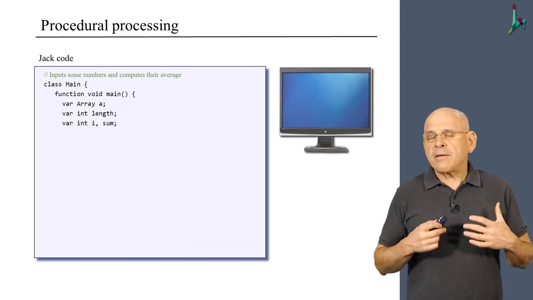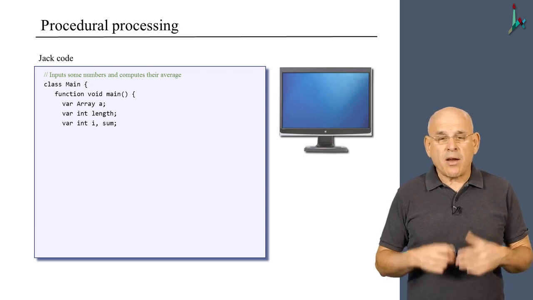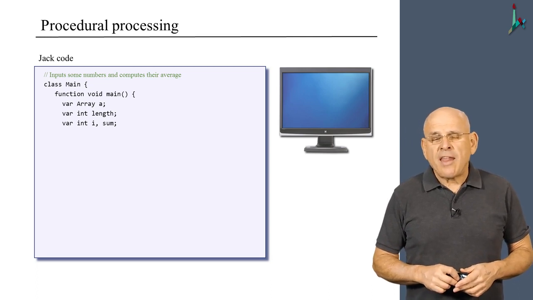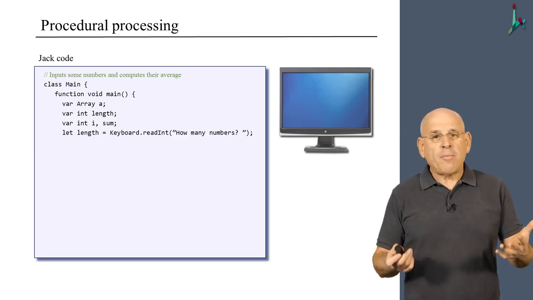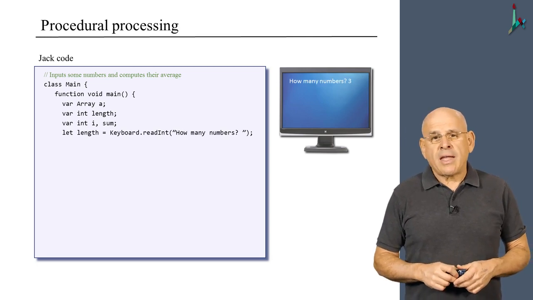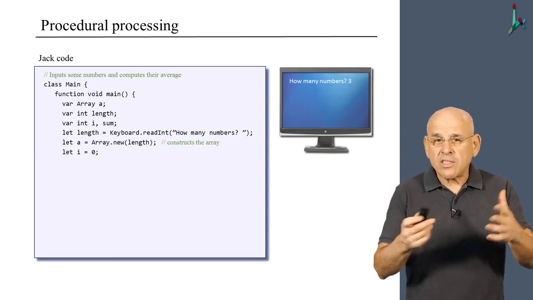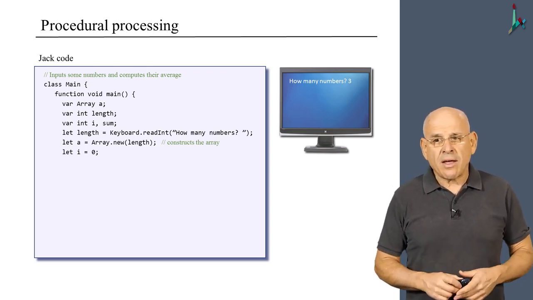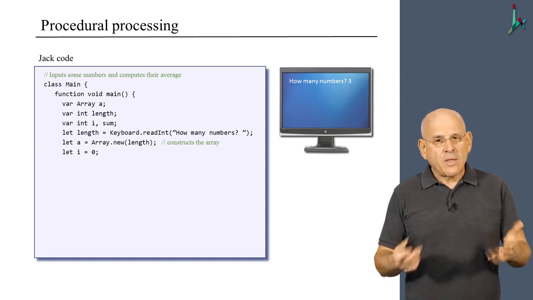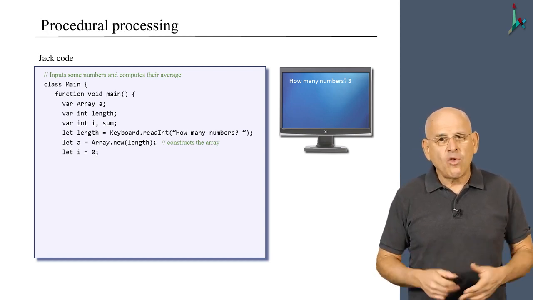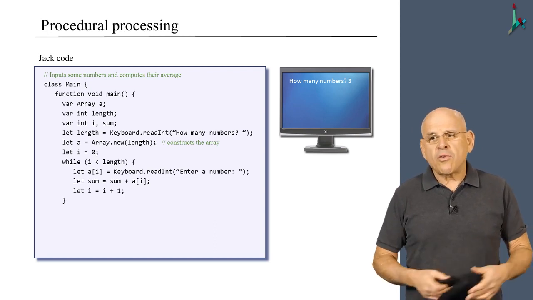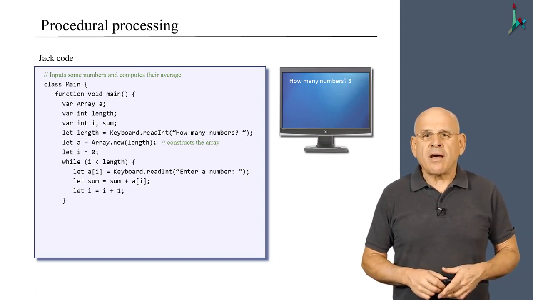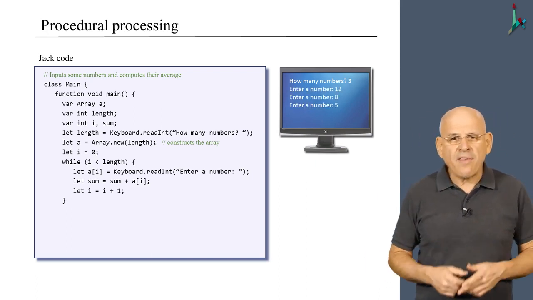We begin by declaring a bunch of variables, an array variable called A, and 3 integer variables. And then we go on to ask the user, how many numbers do you want to enter? And the user says 3, or let us assume that the user says 3. Well, based on this information, we construct an array of size 3. We set some variable to 0, and then we enter a loop in which we continue to prompt the user to enter numbers. Let us assume that the user entered the numbers 12, 8, and 5.